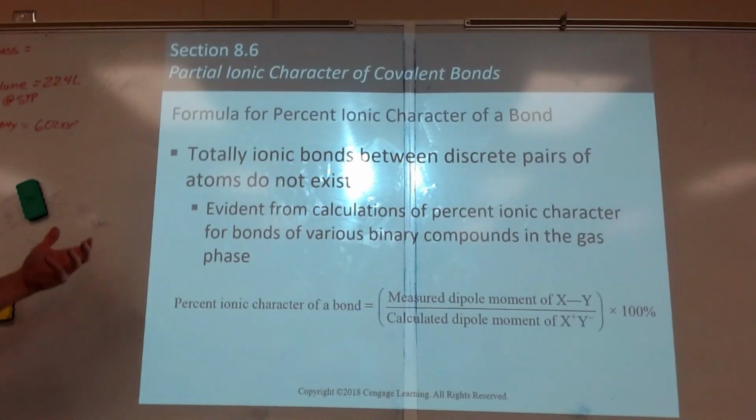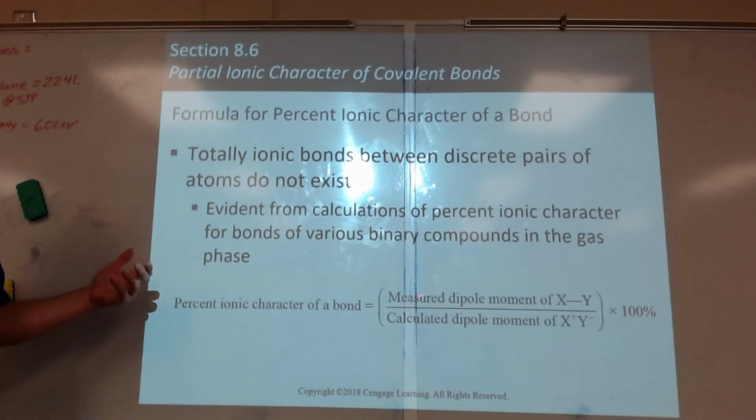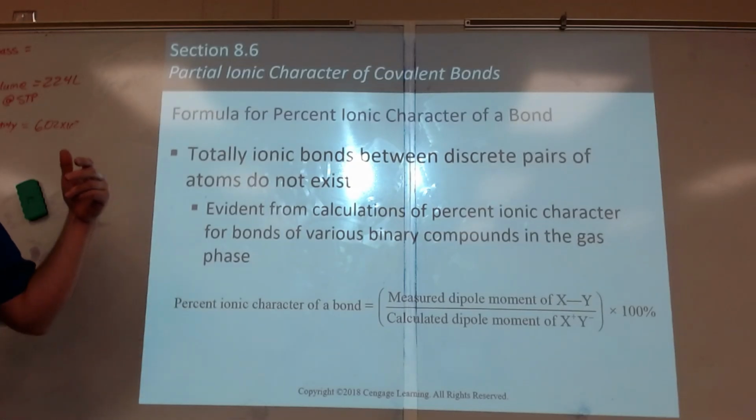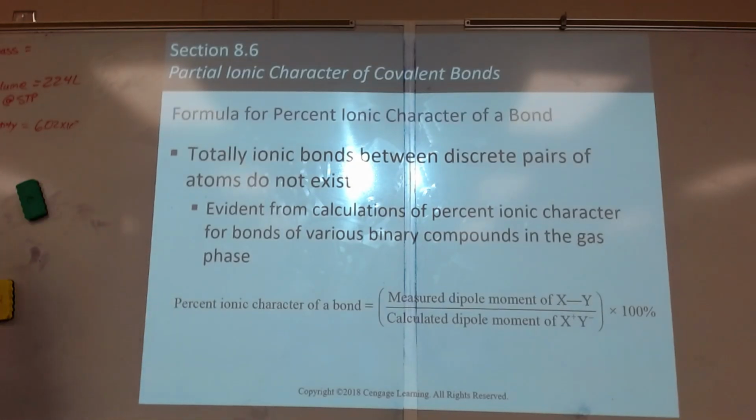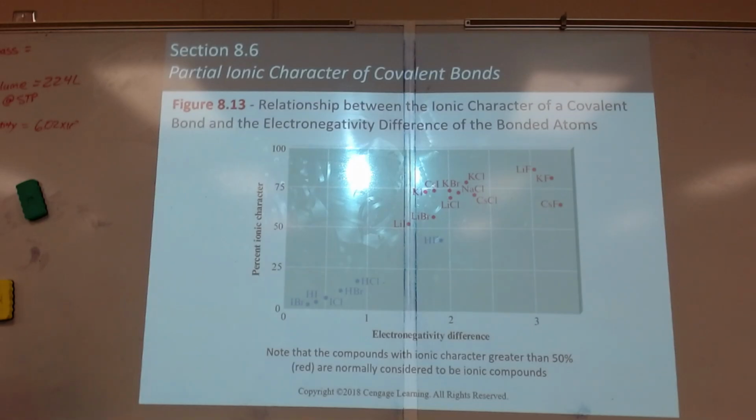Okay? You can actually look at the measured dipole moment divided by the calculated, or theoretical, dipole moment, and you can see how much effect this drawing a little bit closer is going to have. That's all we're saying. And so you can see the ionic characteristics of covalent bonds and the electronegativity differences of these bonded atoms. Okay?